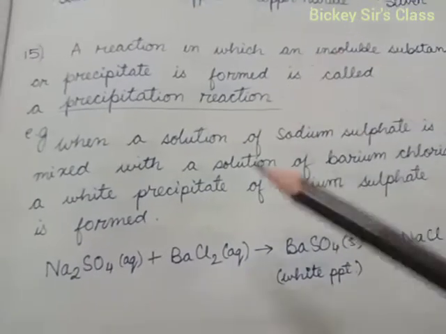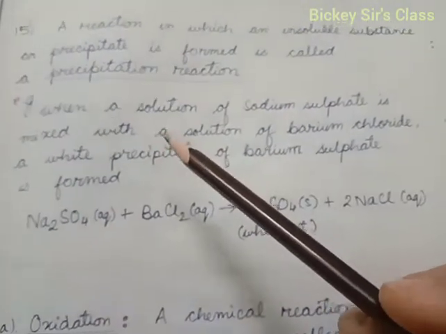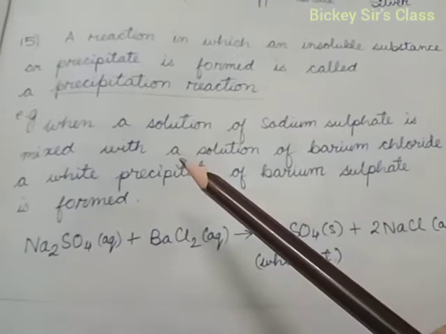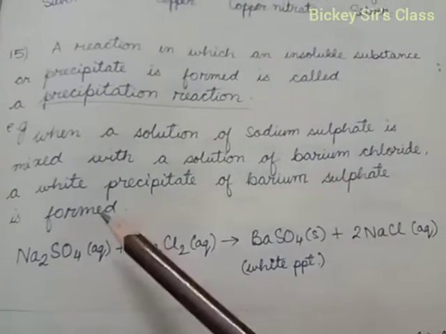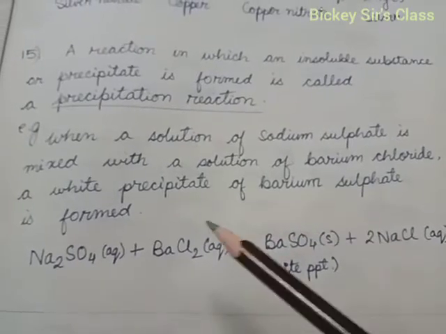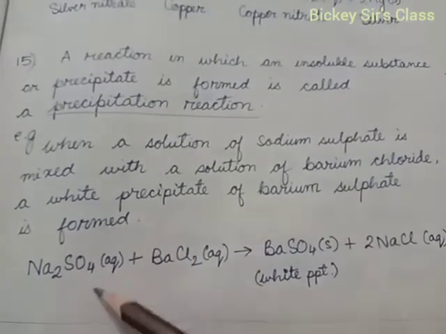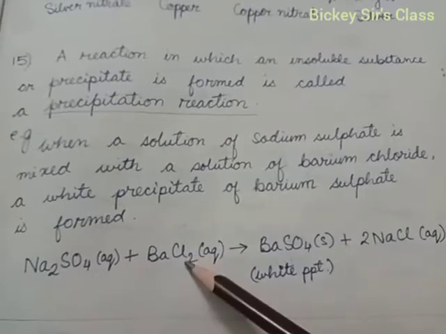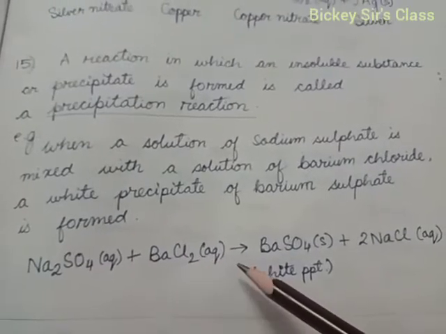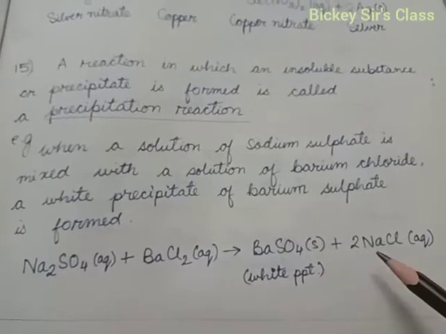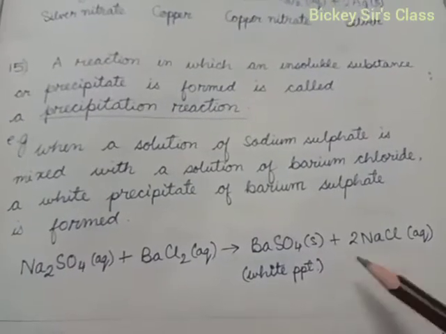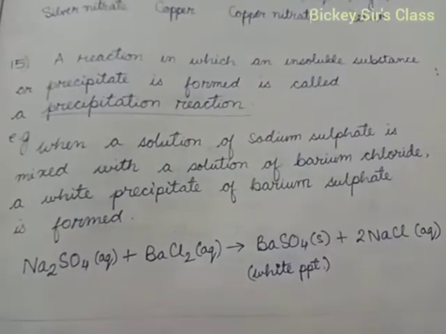And the answer is, a reaction in which an insoluble substance or precipitate is formed is called a precipitation reaction. And the example is, when a solution of sodium sulfate is mixed with a solution of barium chloride, then a white precipitate of barium sulfate is formed. So this is a sodium sulfate solution, and barium chloride solution produces barium sulfate, which is a white precipitate, and the other product is sodium chloride. So this is the complete answer.